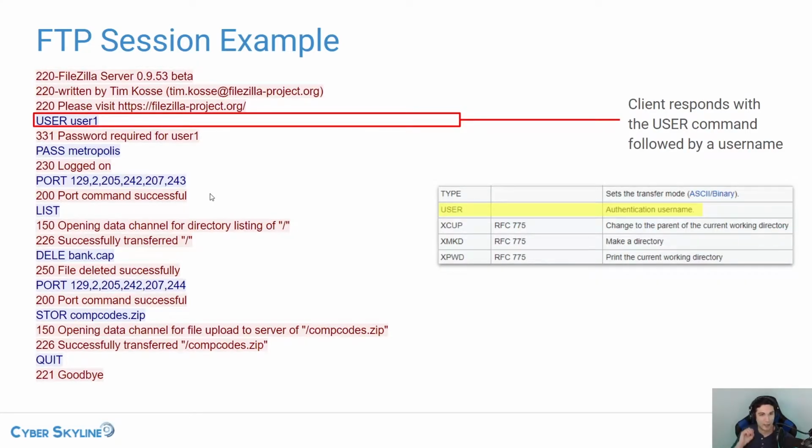The client now sends a command. It sends the user command. And you can see here that it's USER user1. And if we go onto Wikipedia and look at the table, it says the user command is the authentication username. And I think you could probably assume that what immediately follows is that username itself. You probably don't need to read additional documentation to realize that after the user command is the actual username that we're trying to log in with.